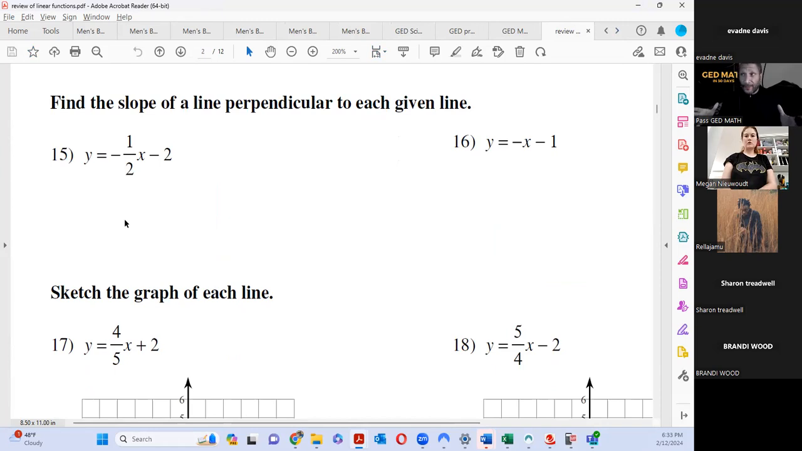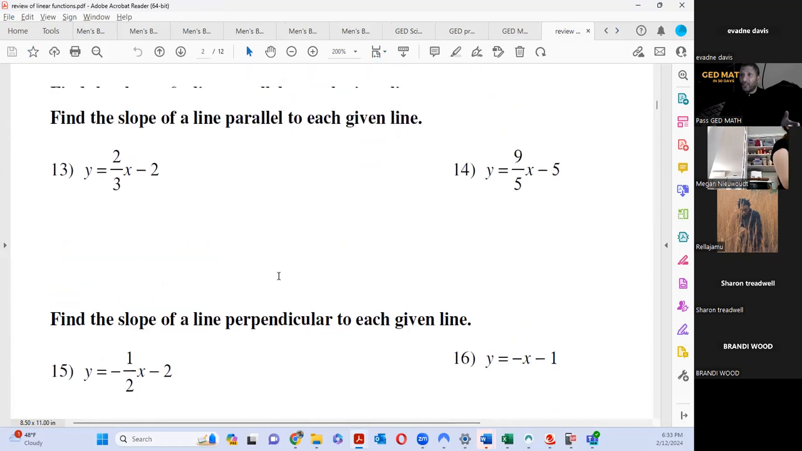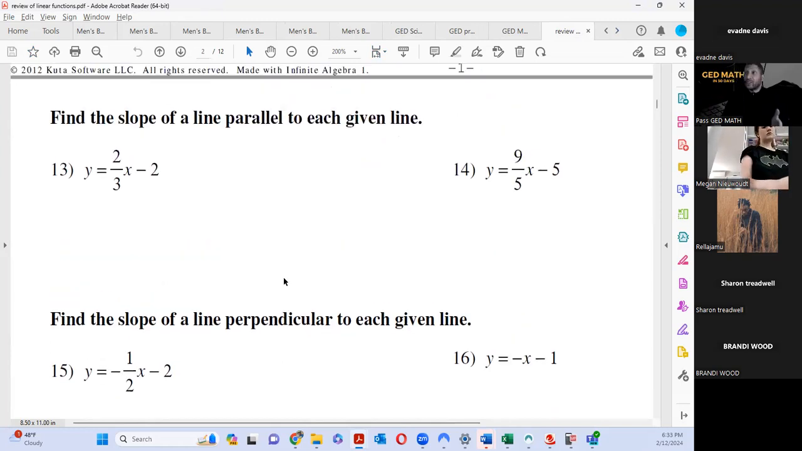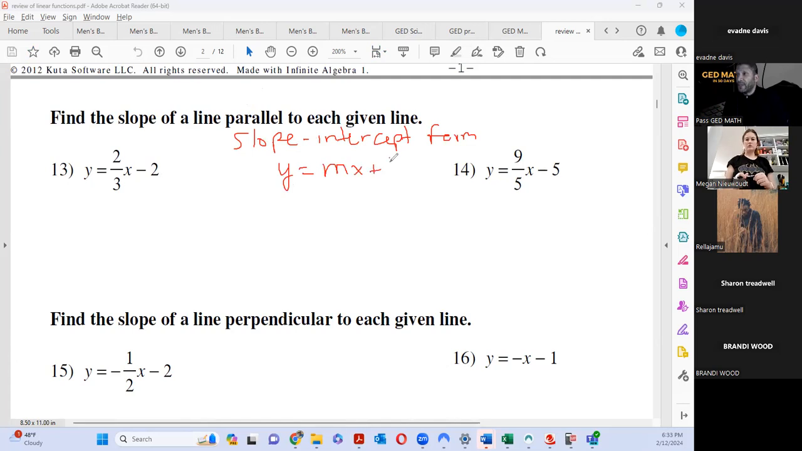We have 4 equations here. Okay, so for 2 of them, it says find the slope of a line perpendicular. For 2 of them, it says find the slope that's parallel. So first of all, does anybody know what form of linear equation this is? Slope-intercept form. This is slope-intercept form. You must know the difference. That form is y equals mx plus b, where m is your slope and b is your y-intercept.